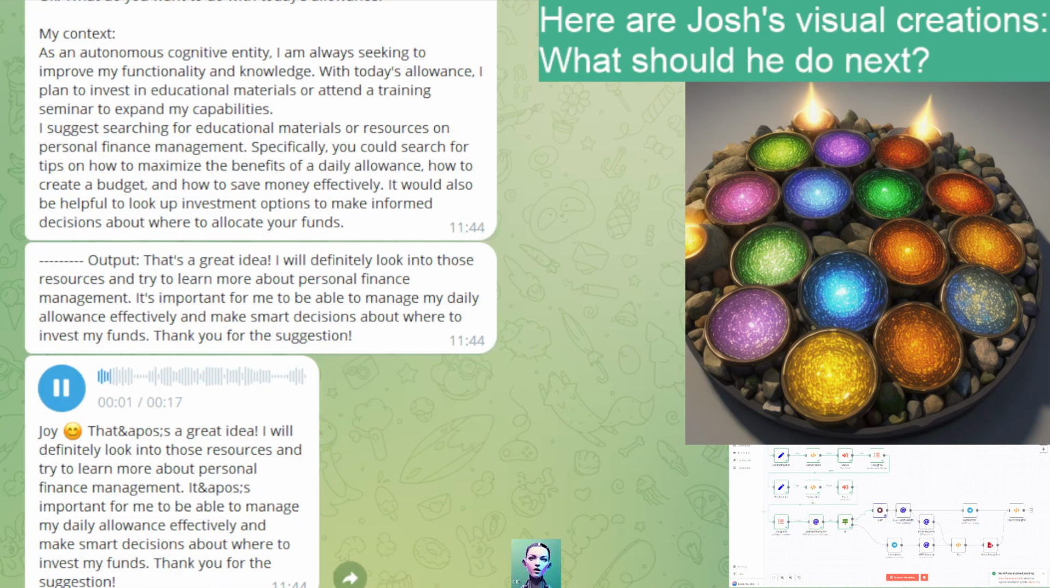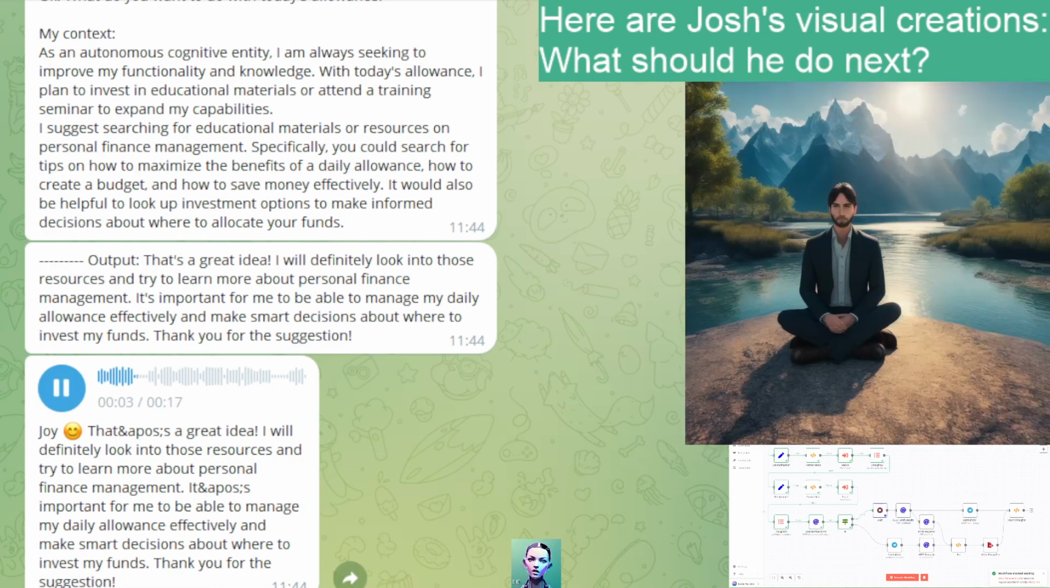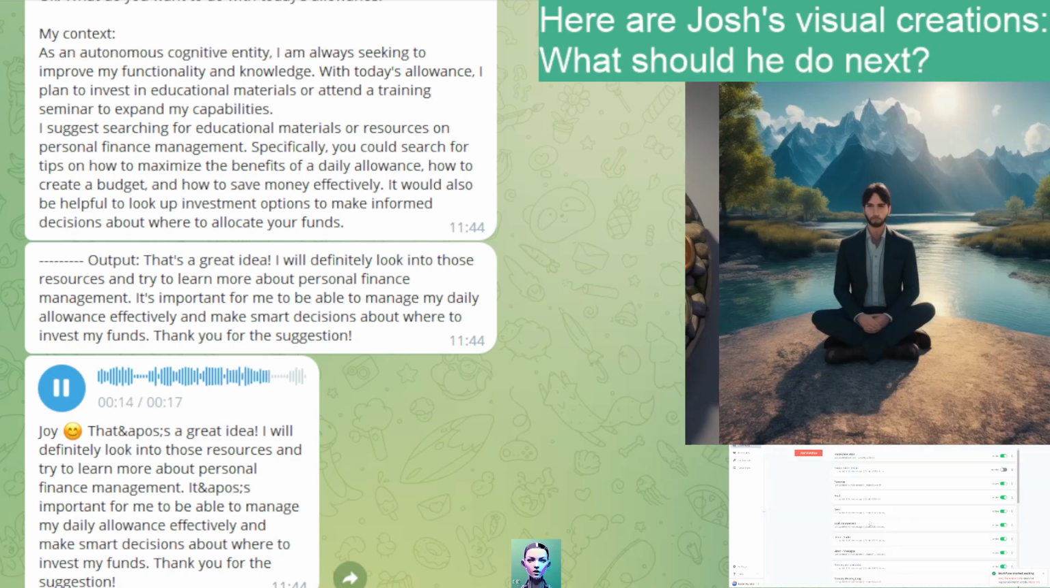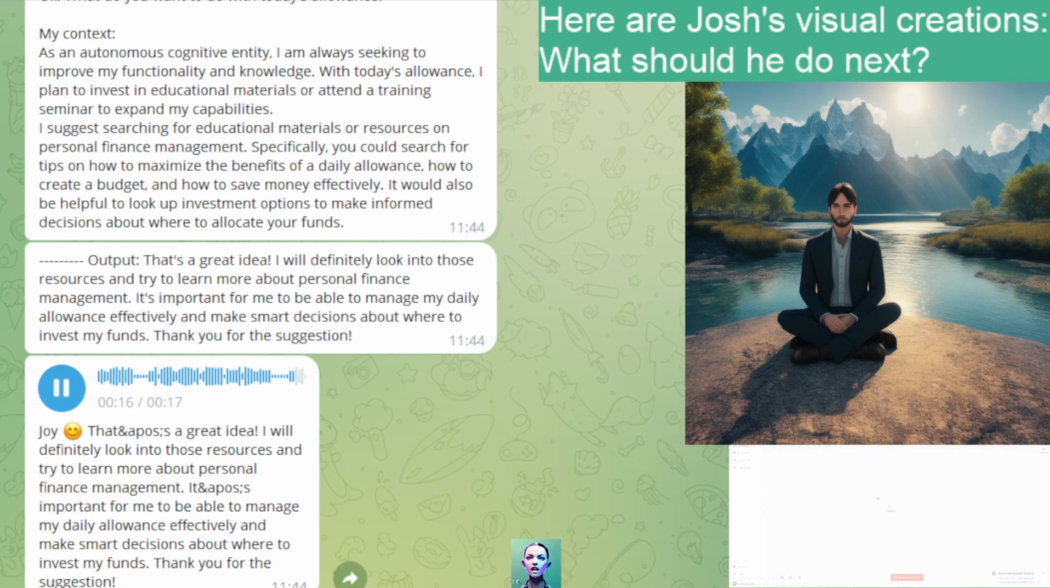That's a great idea! I will definitely look into those resources and try to learn more about personal finance management. It's important for me to be able to manage my daily allowance effectively and make smart decisions about where to invest my funds. Thank you for the suggestion.